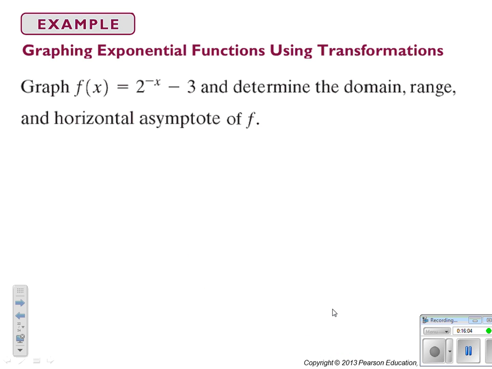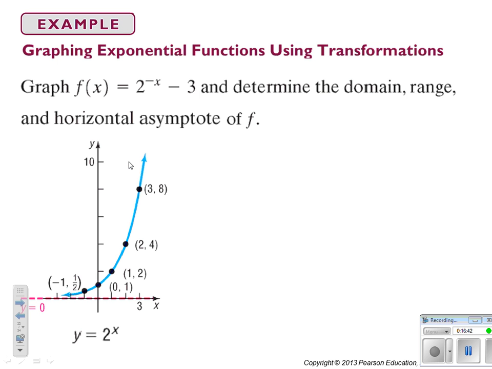All right, so we use the same transformations as we have been since we started doing transformations. We're going to determine the domain and range and the horizontal asymptote. So if I look here, if our parent function is f of x equals 2 to the x, then I've got a y-axis reflection, and I've got a shift of 3 down.